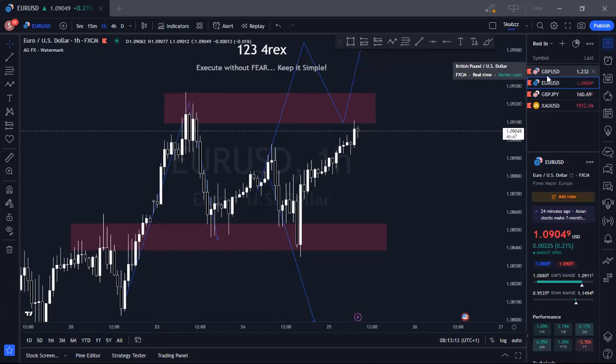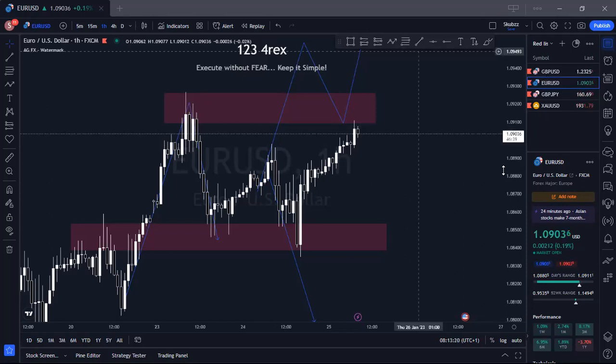No. Okay, guys. Just GU, but nothing for Euro USD. Euro USD, I said, is still inside this range.